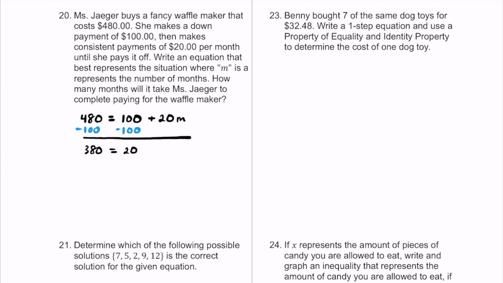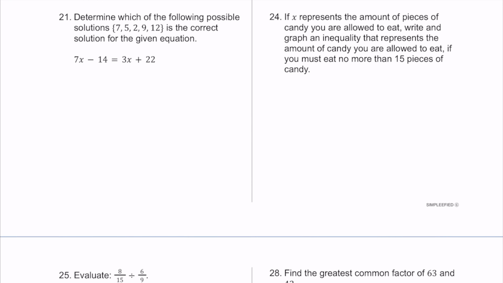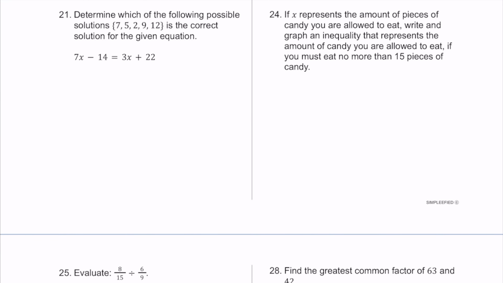I'm not going to go ahead and write that. We have 20m on the right side. Then we can go ahead and divide both sides by 20 here. If we do that, 380 divided by 20 is going to be 19. So 19 is equal to 1m, or just m. So we know that this is going to be 19 months before Miss Jaeger is going to pay off this waffle maker.